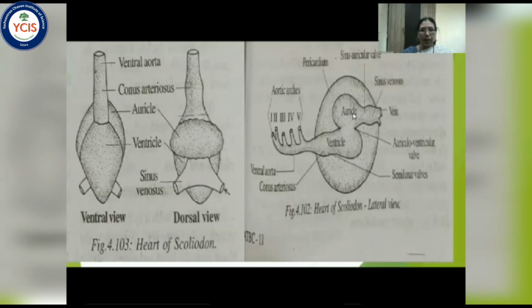The sinus venosus opens into the auricle by the sino-auricular aperture, guarded by a valve called the sino-auricular valve. The auricle opens into the ventricle by the auriculoventricular aperture, guarded by a valve called the auriculoventricular valve. Auricle opens into ventricle, ventricle opens into the conus arteriosus. In the conus arteriosus there is a semilunar valve, and this opens into the ventral aorta.